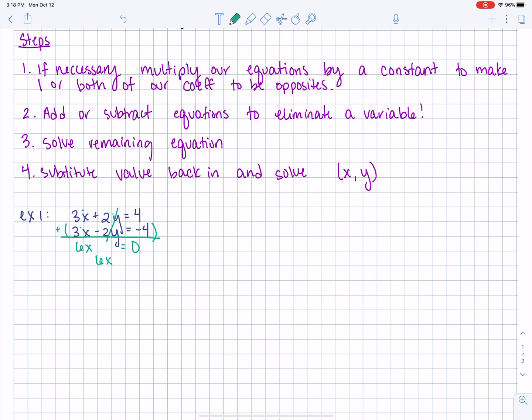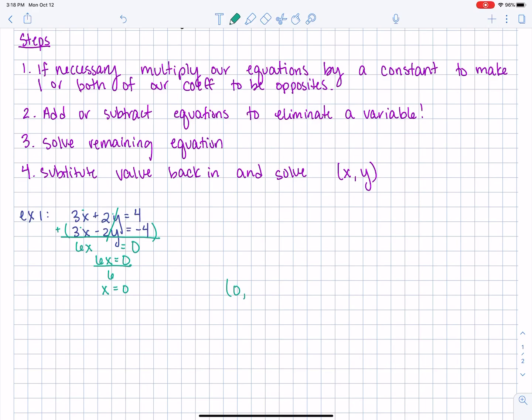So this remaining equation is 6x is equal to 0. So this is now, we did number 1, we did number 2, we're on step number 3. I have to solve this, and the way I'm going to solve is divide by 6 so that x is equal to 0. Now I'm halfway there. I know that my coordinate point is 0, something.